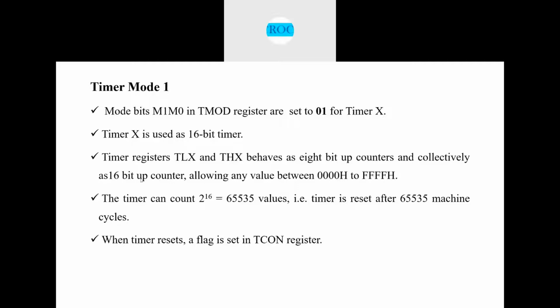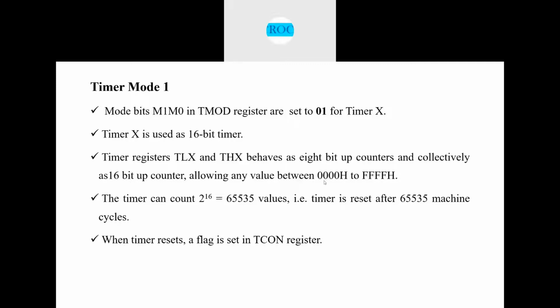Timer registers TLX and THX behave as 8-bit up counters and collectively as a 16-bit up counter. TLX is the lower byte and THX is the higher byte. This is 8 bits and this is 8 bits, so totally it will be a 16-bit up counter.